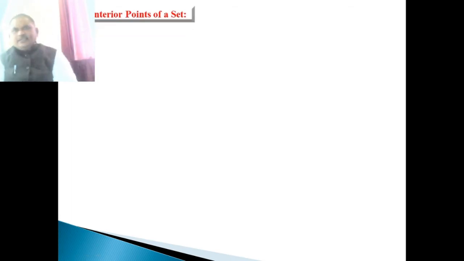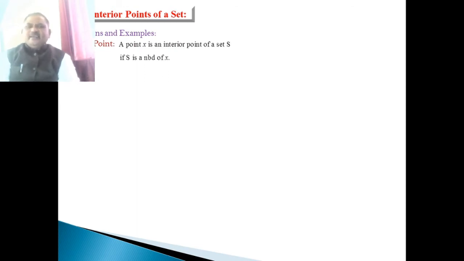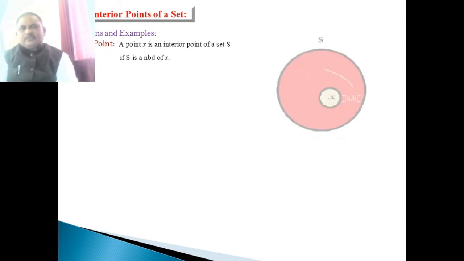Next point, the interior point of a set. What is meant by an interior point? A point x is an interior point of the set S if S is a neighborhood of x, then x is called an interior point of the set S.